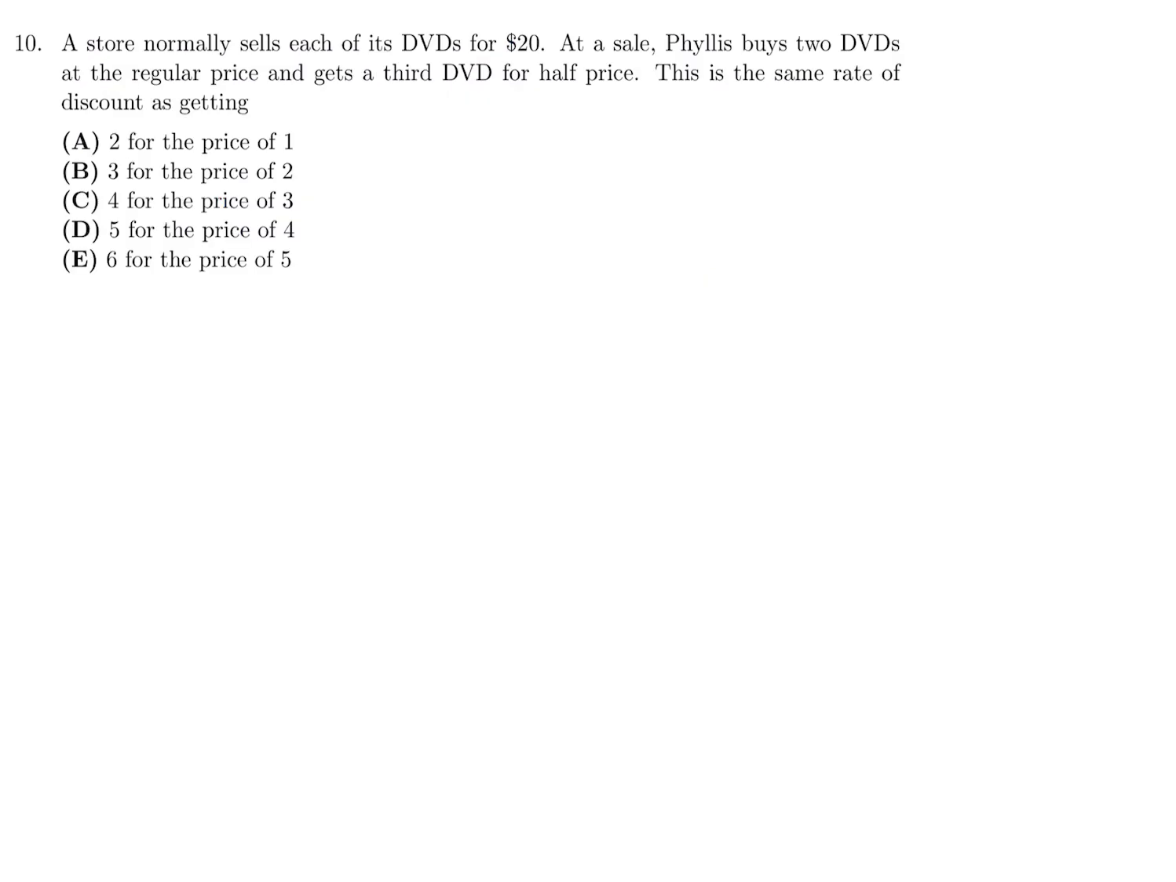A store normally sells each of its DVDs for $20. At a sale, Phyllis buys 2 DVDs at a regular price and gets a third DVD for half price. This is the same rate of discount as getting... Let's first figure out how much she pays. 2 at regular price, and then the third at half price. So she pays a total of $50 for 3.